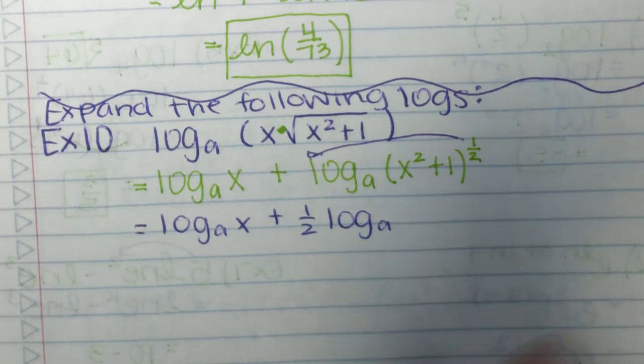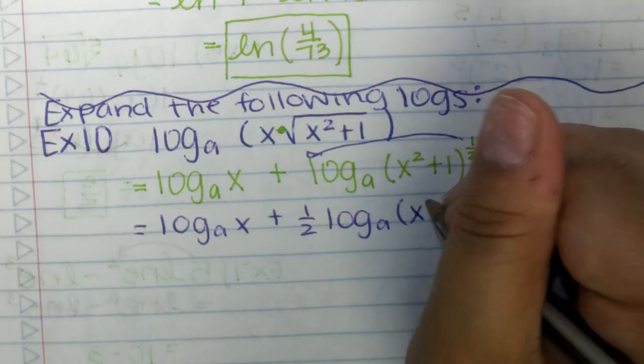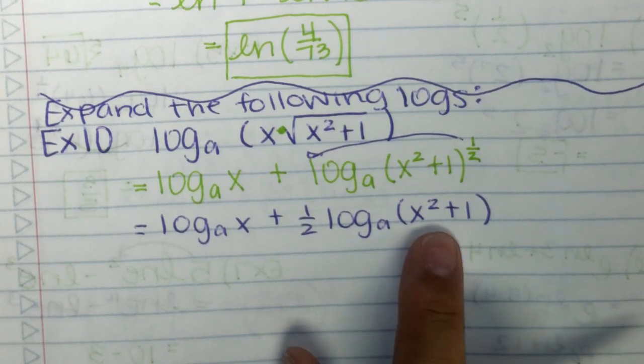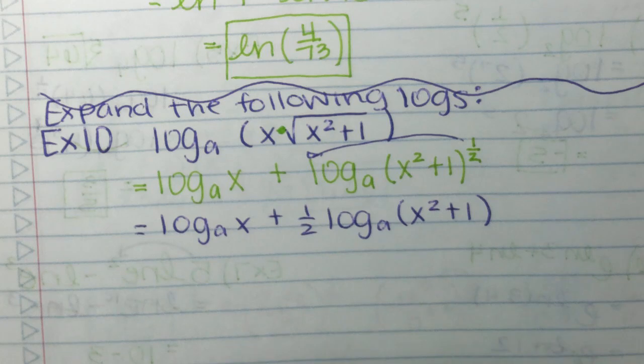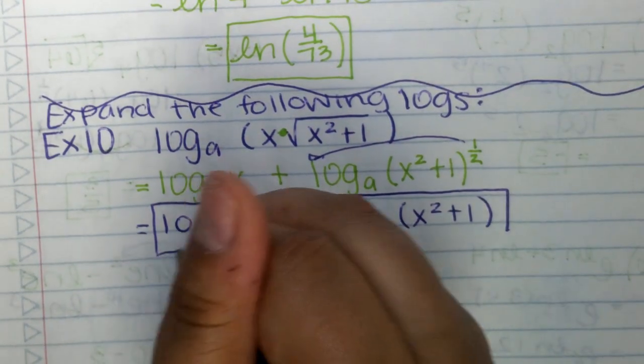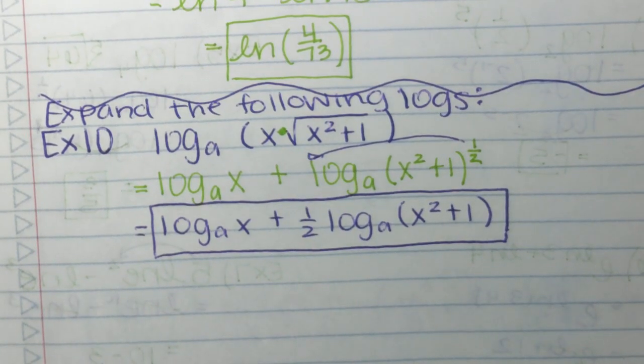Y'all look up. If you do not put this in parentheses, it will be points off. Because then I only think you have the log base A of x squared. And this is it. Once you've separated everything and you have gotten rid of your exponents, you've expanded.